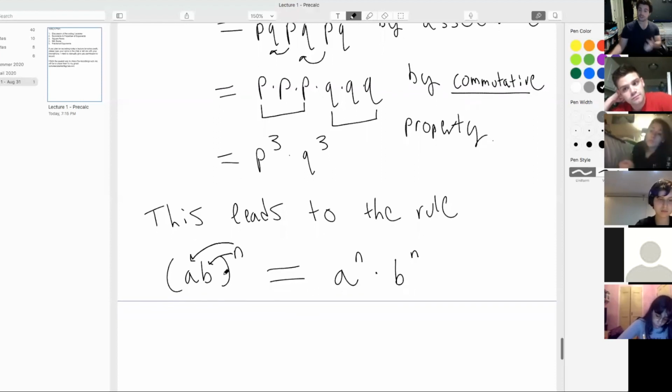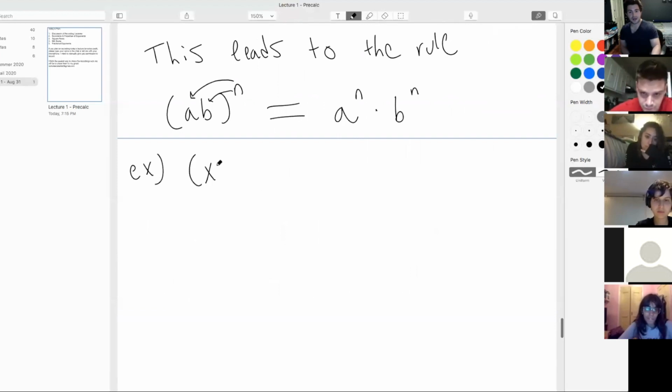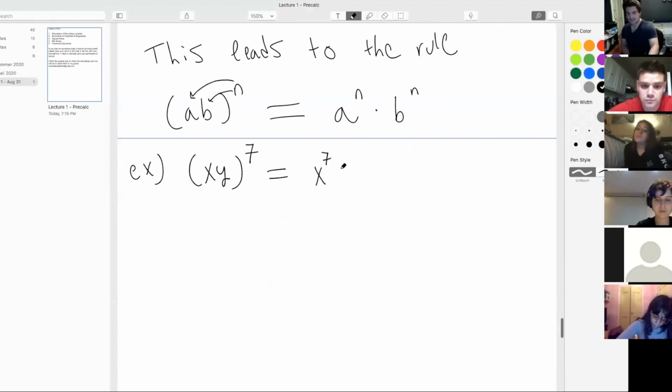And we're just gonna do some examples. All right, so how about this? How about (xy) to the 7th? Let me just apply that rule. I'm gonna bring this power of 7 to each factor. So this is x to the 7th multiplied by y to the 7th.